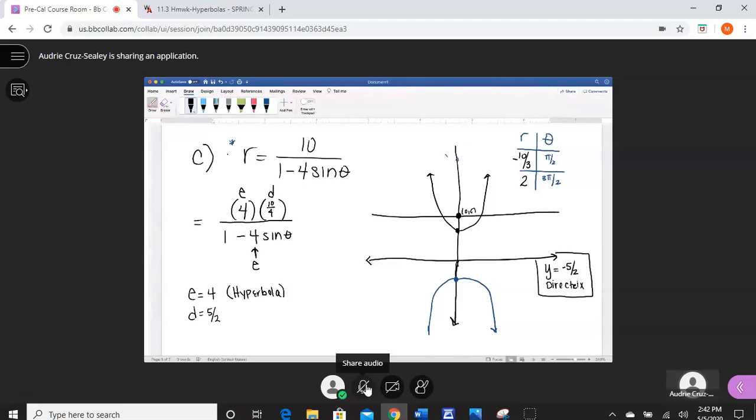So we have the picture, we have our vertices. So these are your vertices. This is what you would type into WebAssign if it says, what are your vertices? These are them. So we have our directrix, check. We have our vertices, check. Oh, okay, where's the center?